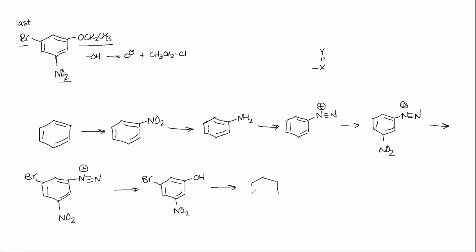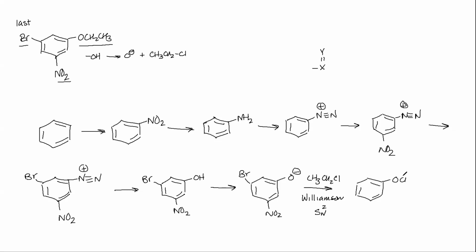Then take my phenol and convert it to the phenoxide group. In other words, deprotonate it. And then finally react that with the ethyl chloride to do the Williamson SN2 reaction to then give me the final product.